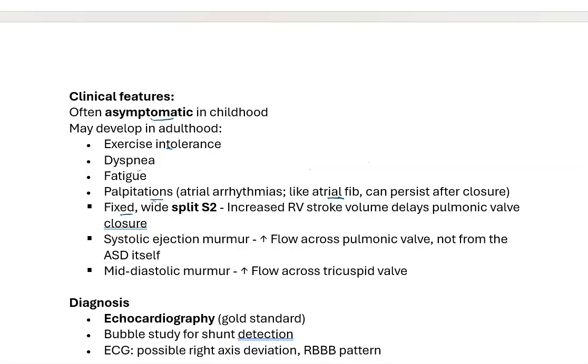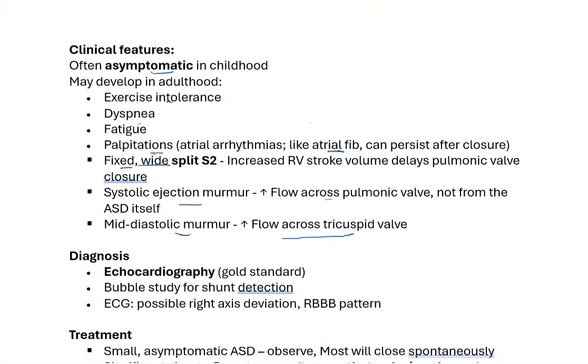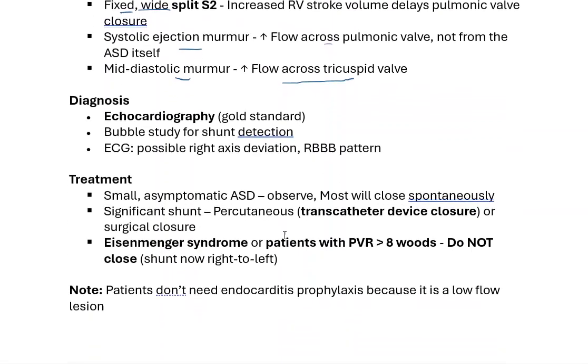They could also have, as we spoke about already, fixed wide splitting of S2. They could have a systolic murmur because of increased flow across the pulmonary valve, not the ASD itself. And they could also have a diastolic murmur because of increased flow across the tricuspid valve. So how are we going to diagnose this? Echocardiography is the gold standard. They can also do the bubble study that we spoke about earlier to see if there's any shunting of blood between the right atrium and the left atrium. On EKG, you can see right axis deviation or right bundle branch block in those patients.